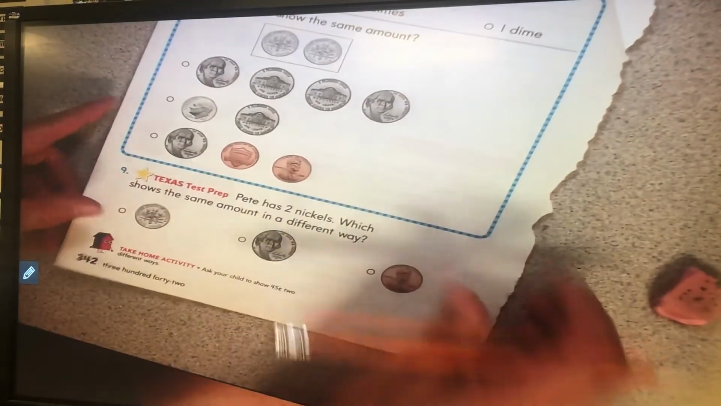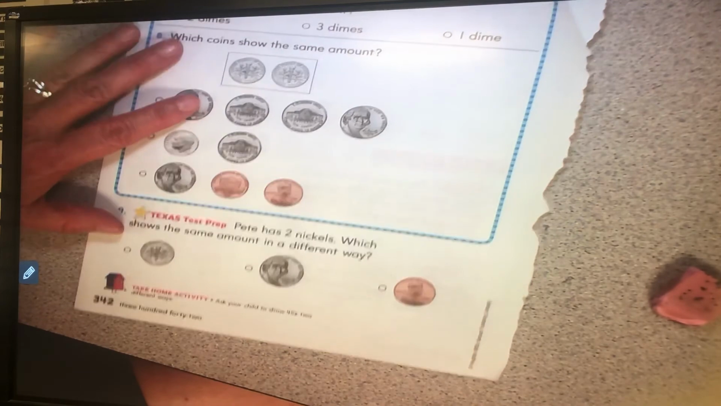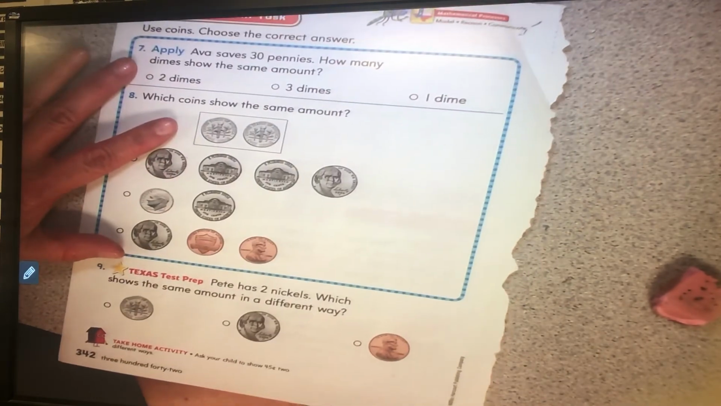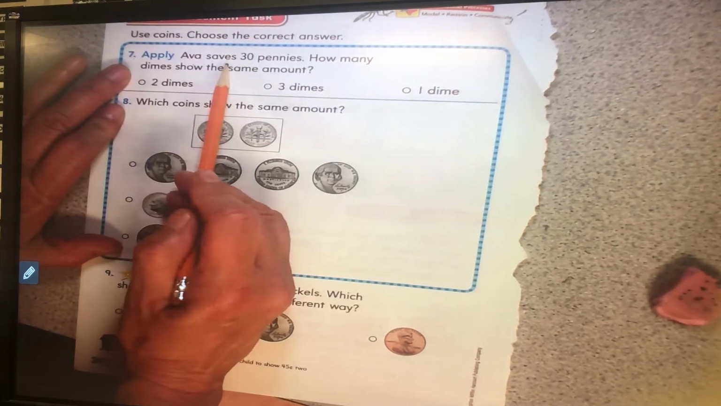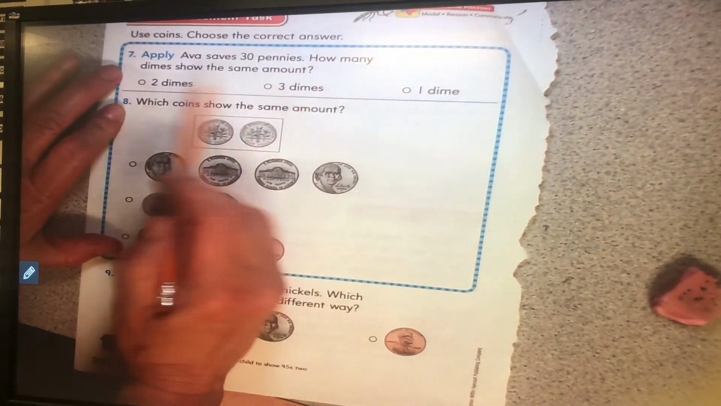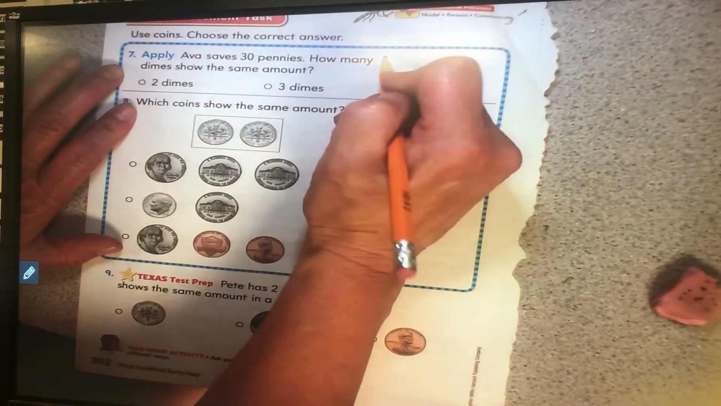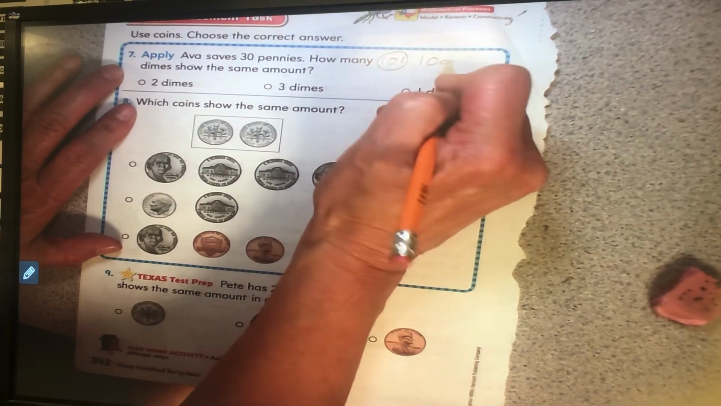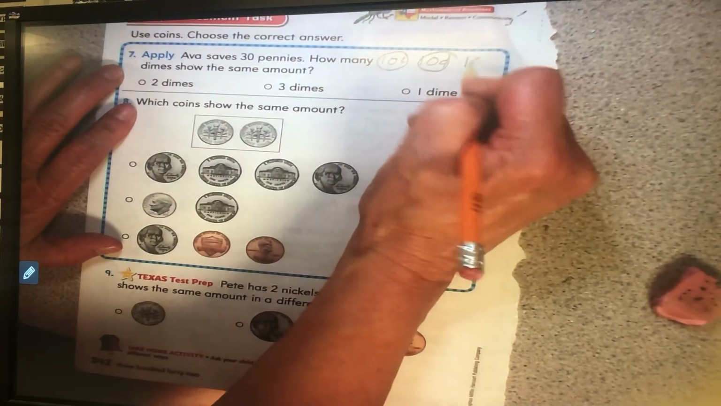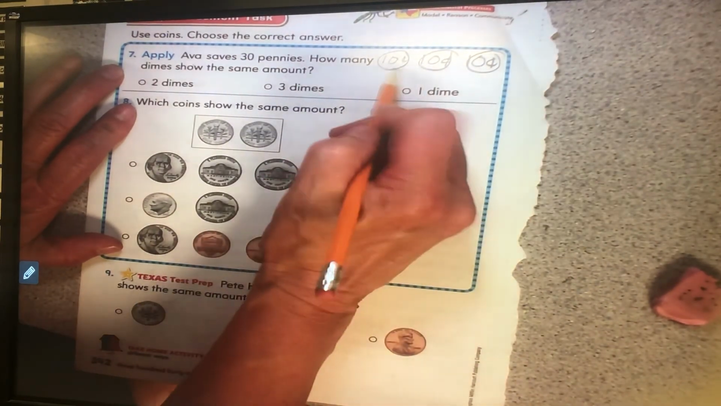And the last page. Use coins, choose the correct answer. There you go, right there. Ava saves 30 pennies. How many dimes show the same amount? Well, let's just start counting dimes. 10, 20, 30. All right, I'm already at 30. So how many dimes do I have? 1, 2, 3 dimes right there.